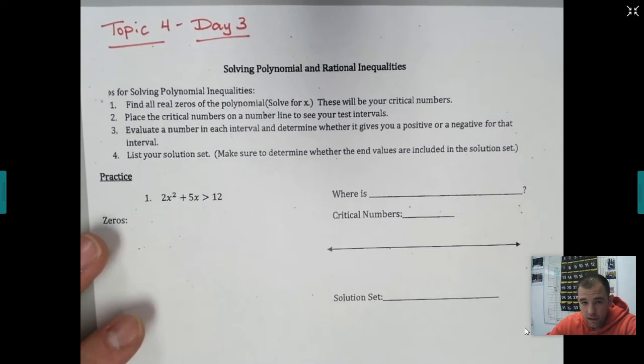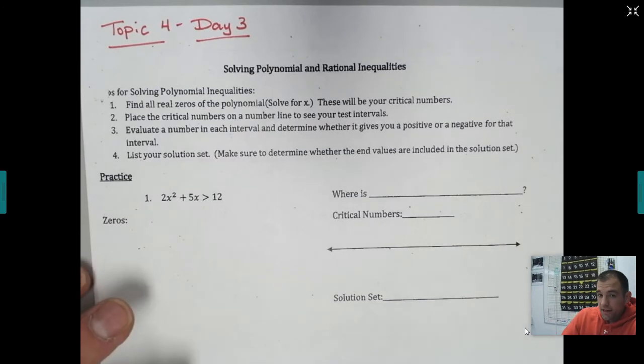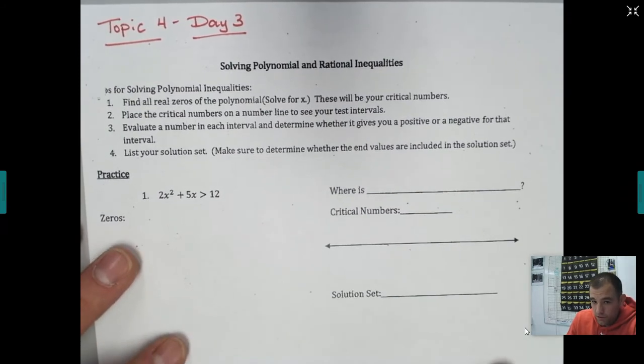Today we're going to talk about topic for day 3. This will be the last day in this unit. All right, so it's really short, only 3 days. And today we're going to talk about how to graph quadratic inequalities. So we did linear inequalities, we did absolute value inequalities. Today we're going to talk about quadratic inequalities.